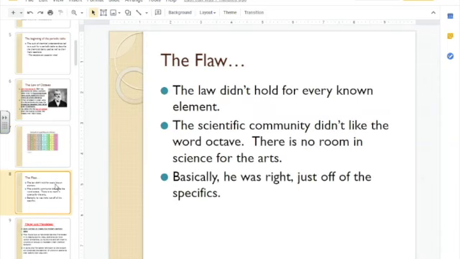So the flaw in that: the law didn't hold for every known element. The scientific community didn't like the word octave. And at the time, there was a big fight between sciences and arts. Basically, he was right about it, but he was just off on the specifics of the periodic table.